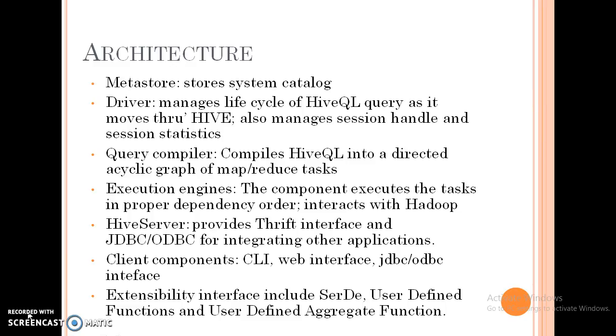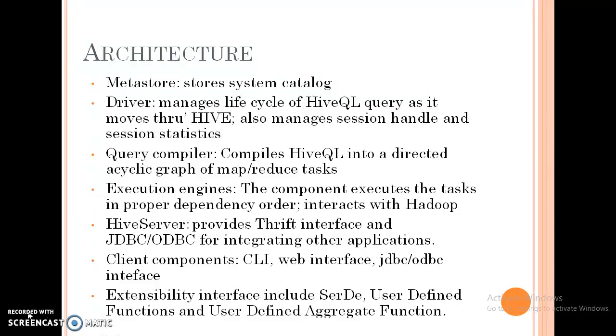First is the metastore. It stores the system catalog. Then we'll see this in detail. The next one is the driver. It manages the life cycle of a HiveQL query as it moves through Hive. It also manages the session handle and session statistics. The next is the query compiler. It compiles HiveQL into a directed acyclic graph of MapReduce tasks. The next is the execution engine. This component executes the tasks in proper dependency order and interacts with Hadoop.